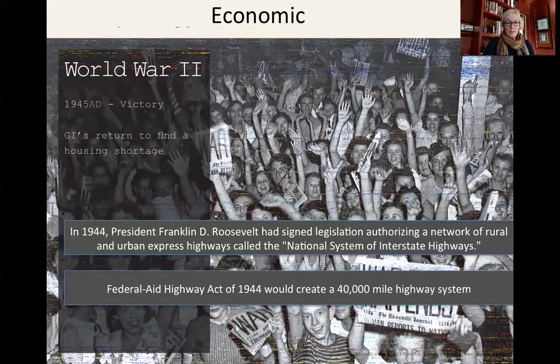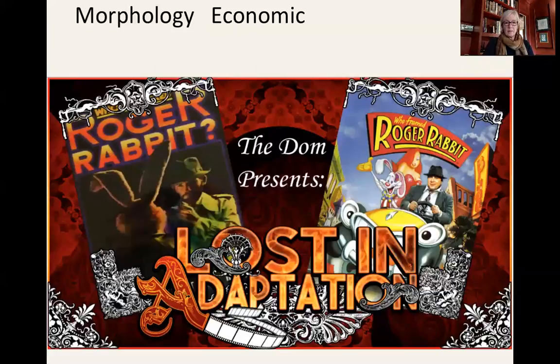Then you see also at the same time, you've got this Federal Aid Highway Act of 1944 to create a 40,000-mile highway system. So this starts to have impact on urban form and the decentralization of cities, and we'll start to talk about that a little bit. So what else was happening?